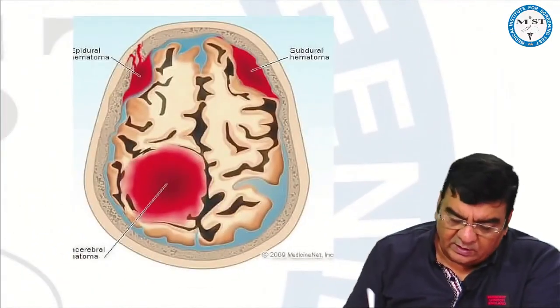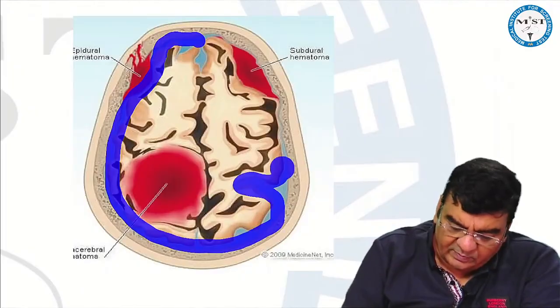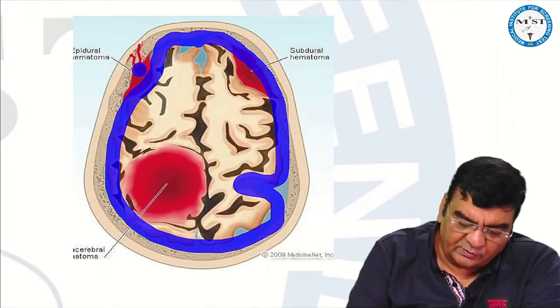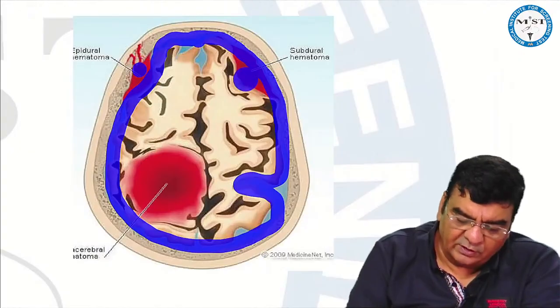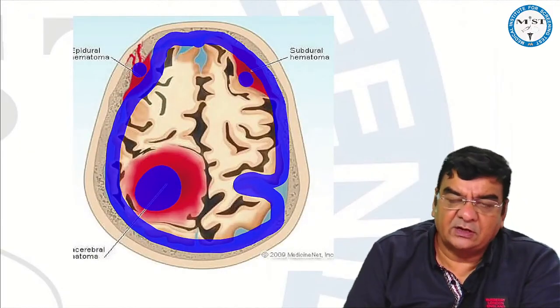If the blue color here is the dura mater, depending on where the blood is getting collected, if it is getting collected outside the dura below the periosteum, it is extradural. Below the dura mater, subdural. Within the brain parenchyma, intracerebral.